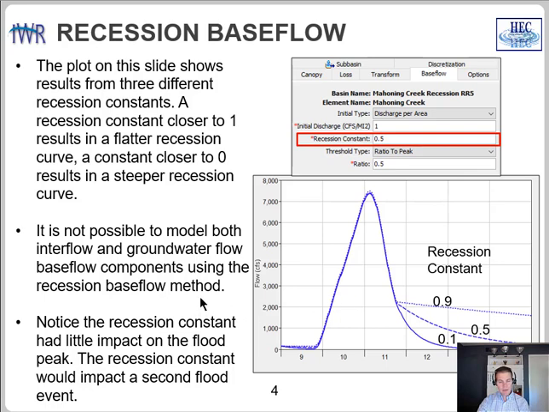And then finally right here, you can see this last bullet. Notice how the recession constant had little impact on the peak flow right here. If we did have a second peak, so if we were doing more of a continuous simulation, then yes, that recession constant would impact that secondary peak. But for this single event, this recession constant did not impact the initial or the larger peak flood value right here.